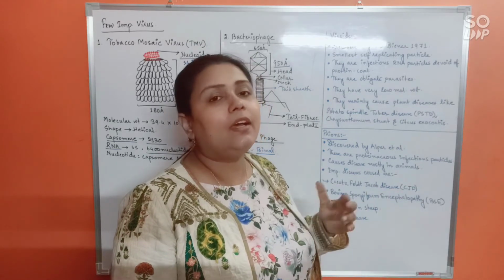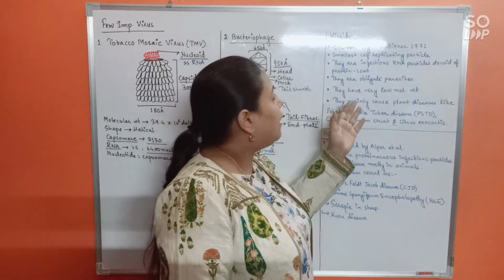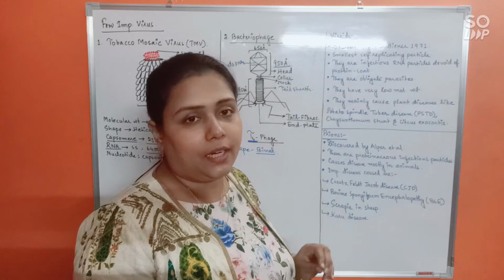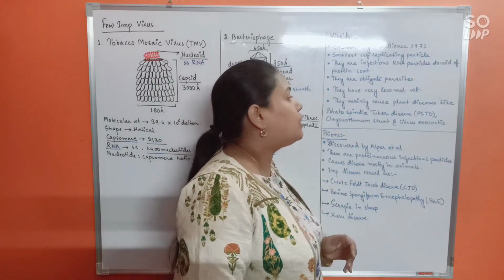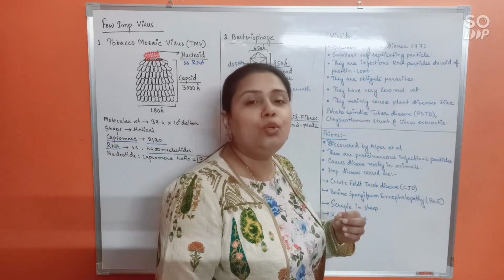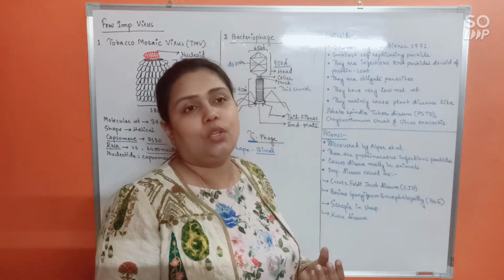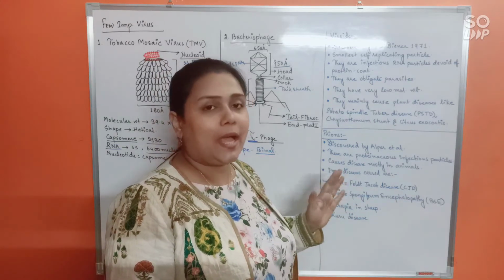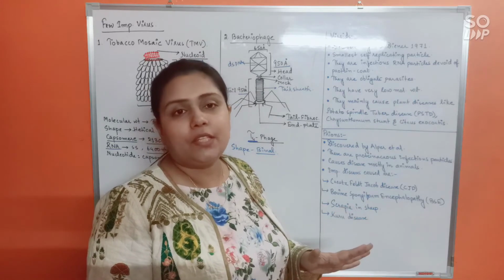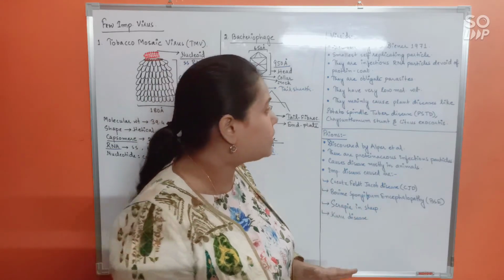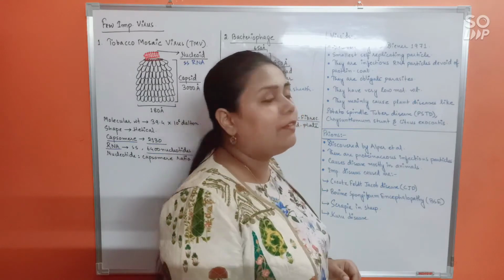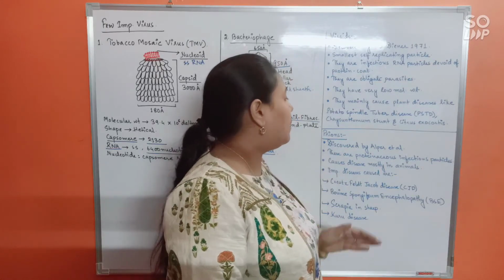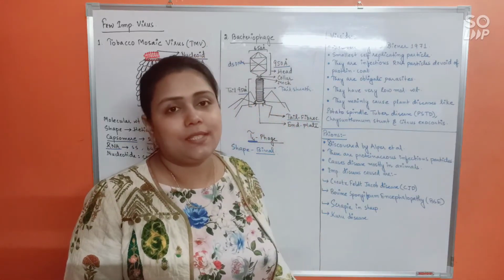They are not going to have any other form of survival. They have very, very low molecular weight, single-stranded RNA. Alright? And they mainly cause diseases in plants. There is no such viroid disease that has been discovered in animals yet. So as per today, we know that they cause disease only in plants, and the important plant diseases caused by viroids are potato spindle tuber disease, PSTD, chrysanthemum stunt, and citrus exocortis disease.